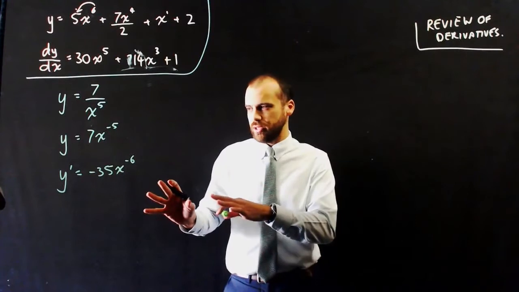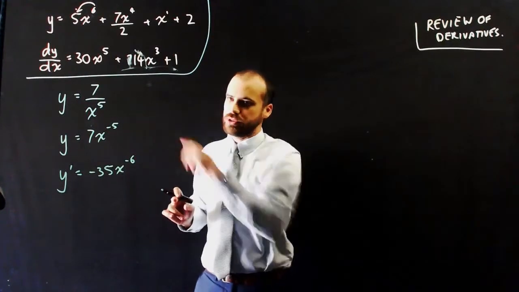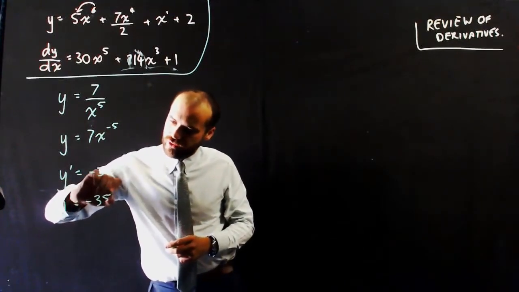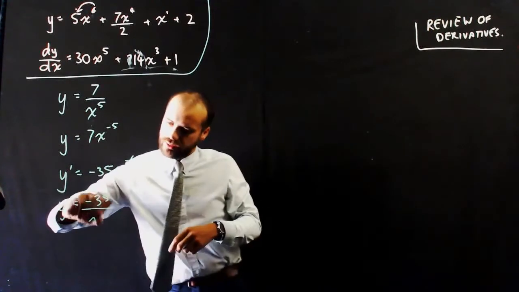Don't stop there. That's right, but it's polite to put things the way you found them. And this one had a positive index. So y dash will be equal to negative 35, and that x to the negative 6, we can move it back down. And it becomes x to the positive 6.